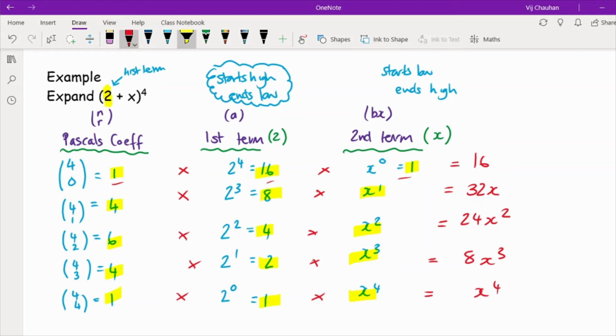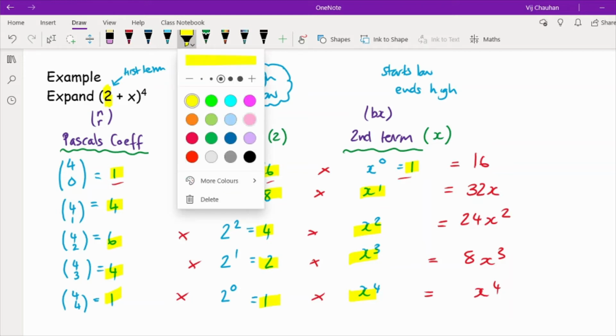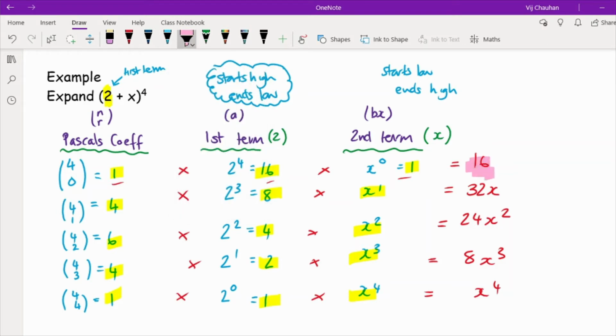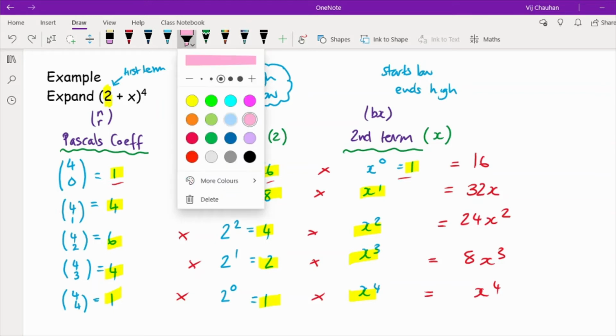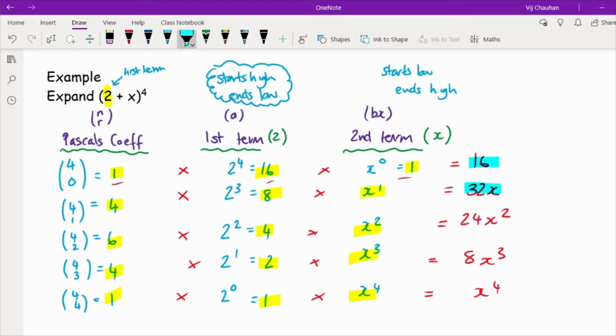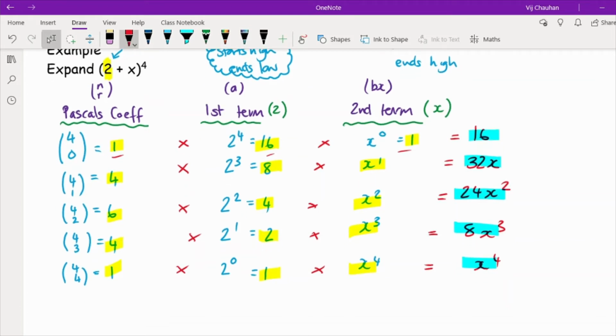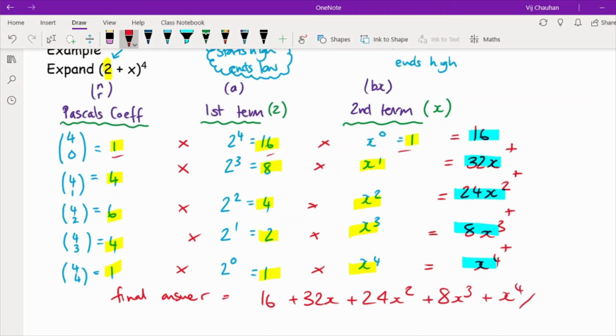And what I then need to do is simply add each of these 5 terms together. So what your final answer will look like, if I just scroll down a little bit so I've got a bit more space, is where you are adding each of those things together. So it will be 16 plus 32x plus 24x squared plus 8x cubed plus x to the power 4, which you can see gives us the exact same answer as doing it in the previous method.